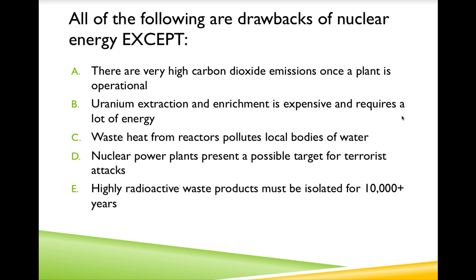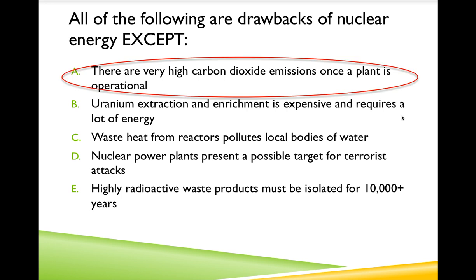Now remember, if we see all of the following except, we are looking for a false statement, one false statement in the midst of a bunch of true statements. So go ahead and take your time, find the one you think is false, pause if you need to, and the correct answer is A. There are very high carbon dioxide emissions once a plant is operational. We know that this is false because we said that nuclear power is actually carbon-free.